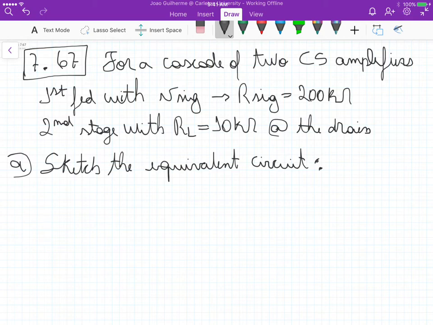Okay, so this is problem 7.67, and for this problem we have a cascade of two common source amplifiers, and the first stage is fed with this signal with a resistance of 200 kilo ohms. In the second stage we have a load resistance of 10k ohm connected at the drain of the second stage. Part A asks us to sketch the equivalent circuit.